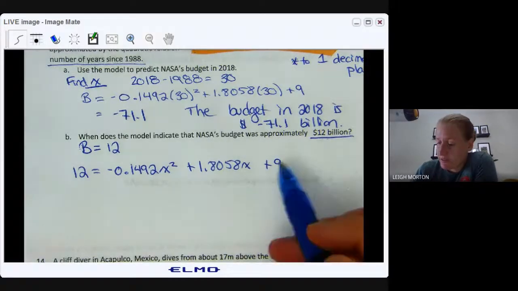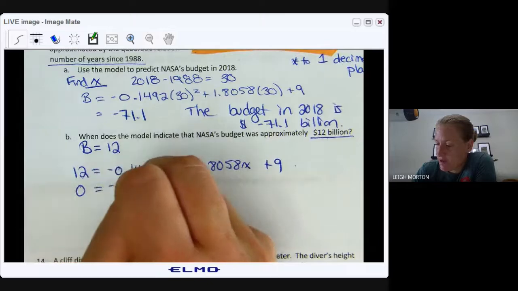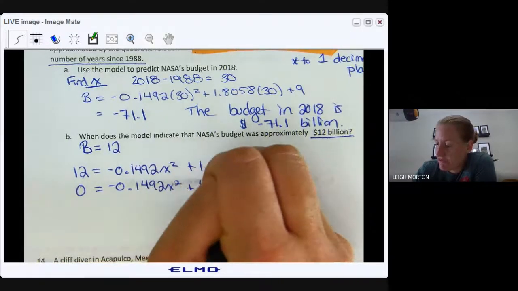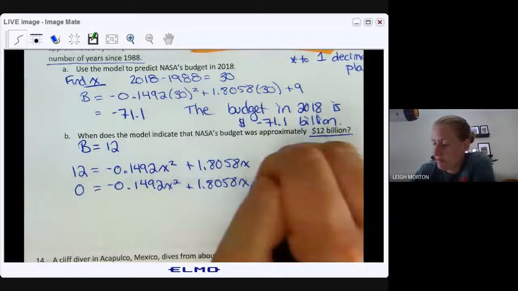We have to make it equal to 0. So I need to move this 12 over to the other side. That gives me negative 0.1492x squared plus 1.8058x. Now, 9 minus 12 leaves me with negative 3.